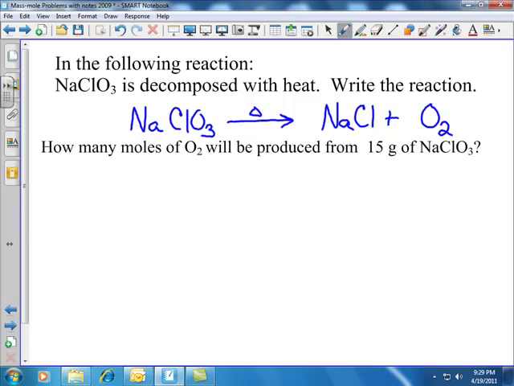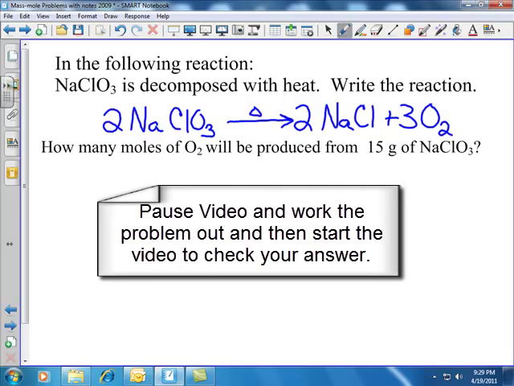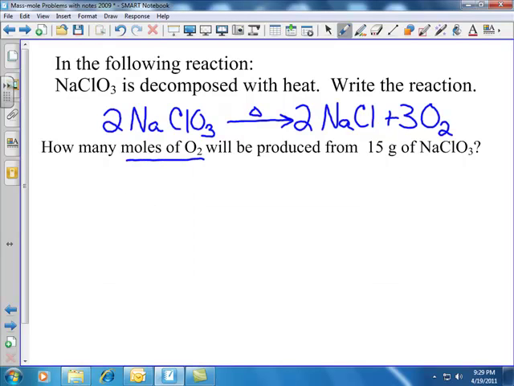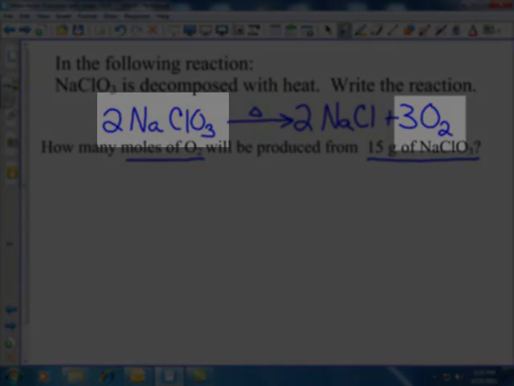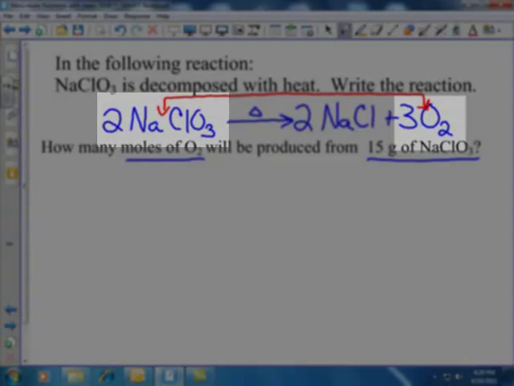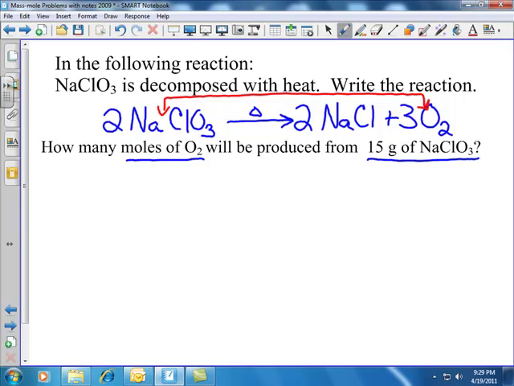Okay, so there's my reaction. That's the decomposition of sodium chlorate. And that's going to give me 2, 2, and 3 when I go ahead and balance that. Okay, so now the question is, how many moles of O2 will be produced from 15 grams of NaClO3? My mole ratio is going to be between the sodium chlorate and the O2. So there's my mole ratio, which is going to be, in this case, a 3 to 2 mole ratio.